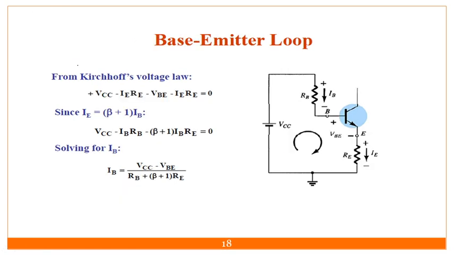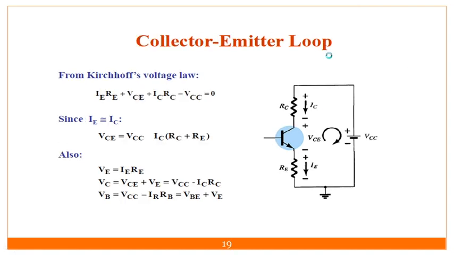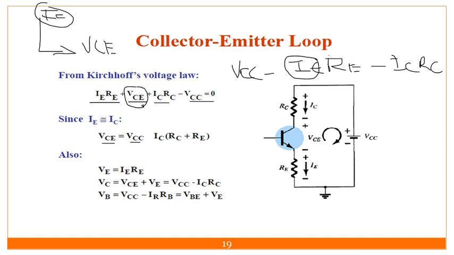In the input side we have replaced IE by IB, because my input characteristics are IB versus VBE. That's why IE is not there, and IB is there. So we have represented my IE with respect to IC and IB over there. So in the output side, what do you have to do? We have to replace this IE by IC.